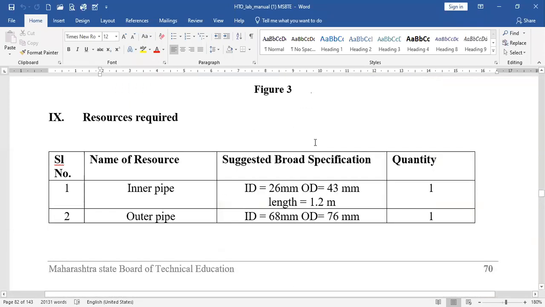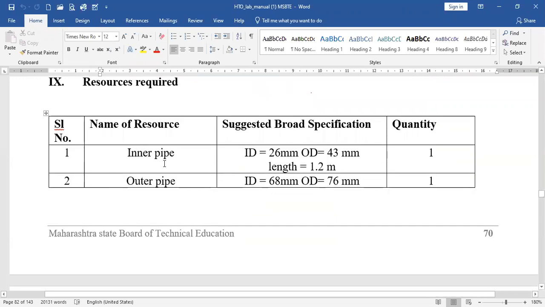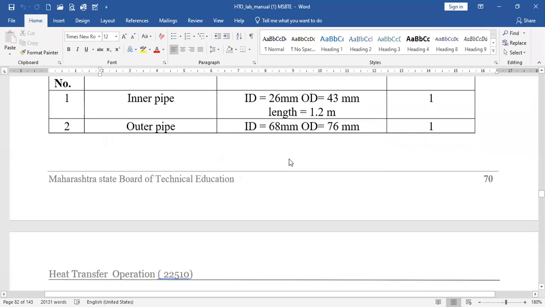Then what resources are required for this practical? Inner pipe and outer pipe. The inner pipe has dimensions of ID 26 mm, OD 43 mm, length 1.2 m. Then the outer pipe has ID 68 mm, OD 76 mm. These are the general guidelines and the general specification for a particular setup. If the practical setup is changed, if the company is changed, then these dimensions are also going to change.